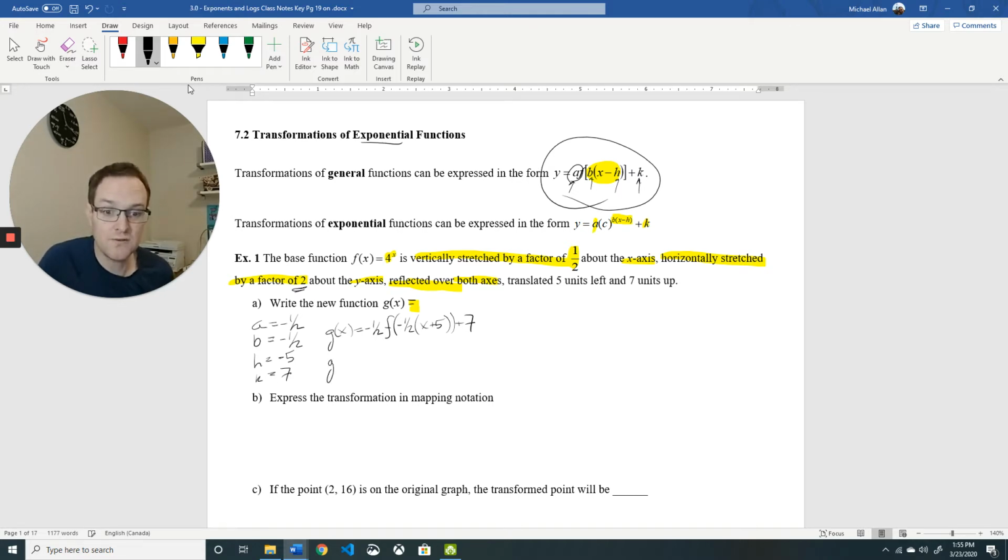So my new function, the actual equation, if I wanted to graph this, would be negative 1/2, bracket 4. You can put both these in brackets, but keep them separated because they are two different pieces. I can't multiply these together and expect to get negative 2, because this one has an exponent and the other one doesn't have the exponent.